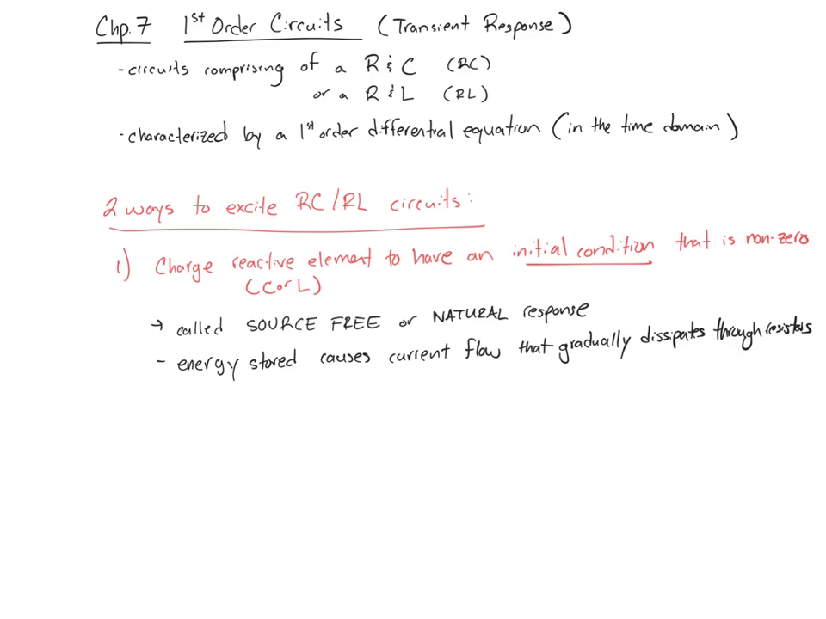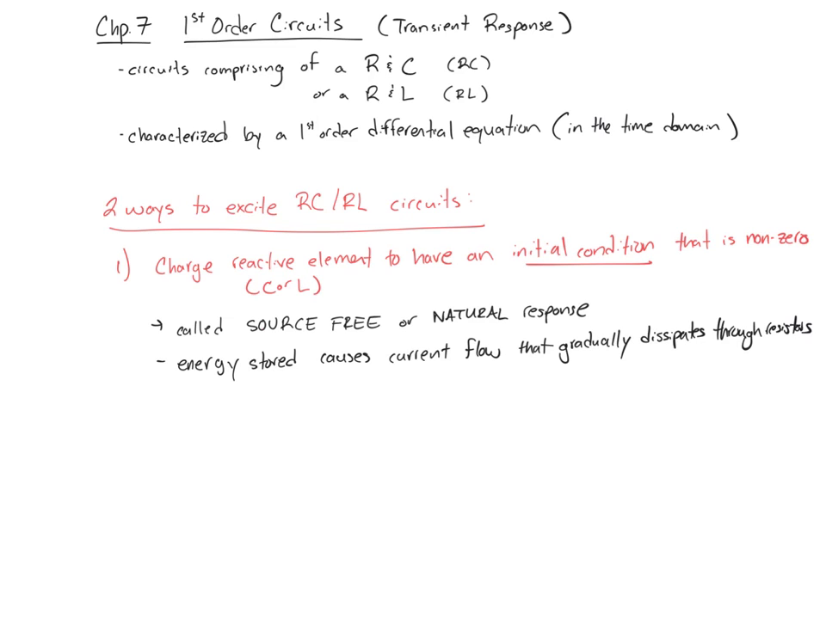So there are two ways to excite first-order circuits. One, we could charge the reactive element, which is the capacitor or the inductor, such that there is an initial condition that is non-zero. So we're charging the element if it's a capacitor, charging that electric field. So that's just by storing charge in the capacitor. And an inductor, we're charging that magnetic field by putting alternating current through the element. And in either case, we charge it to some initial condition. So with a capacitor, we're worried about the initial voltage. For the inductor, we're worried about the initial current.